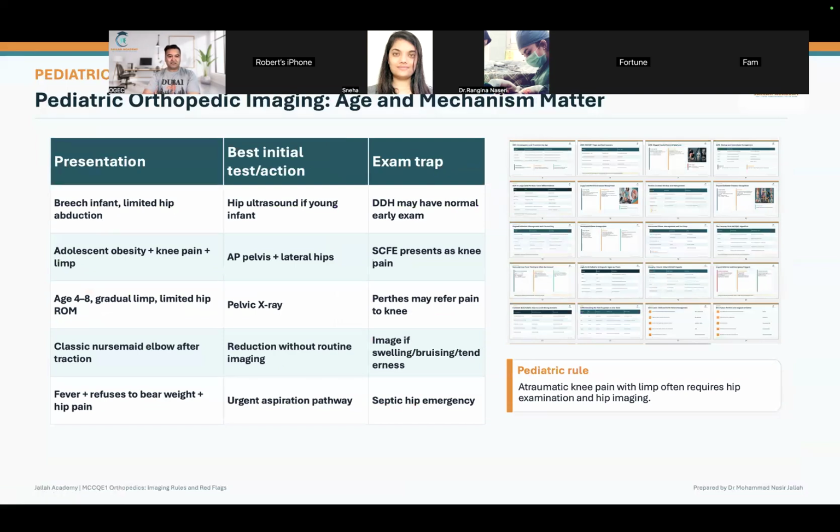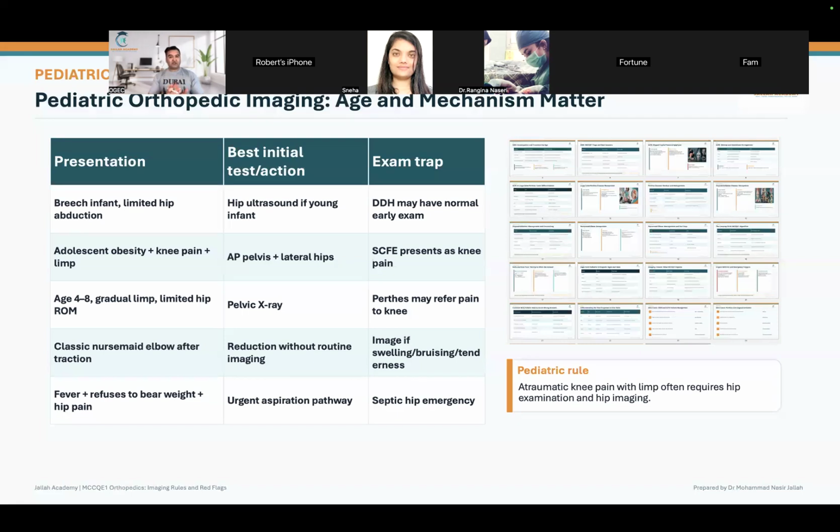Now, pediatric orthopedics, which yesterday we did cover, right? The 5 Fs. If it is less than 4 to 6 months, ultrasound. If the patient is more than 6 months, X-ray, and you have to refer to the specialist. You have an adolescent, obese, with knee and hip pain, and the patient is limping. What is it? SCFE, right? So anterior-posterior pelvis plus lateral hip, and I have to send the patient to orthopedics for surgery.